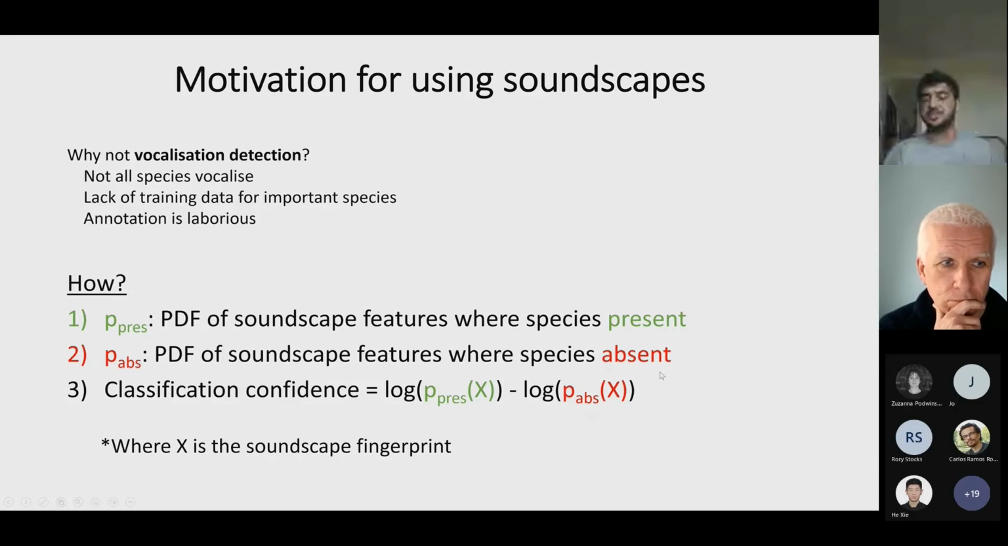This is based on point count data, where someone has gone out, recorded audio, and looked around for a species, and they've seen it or not seen it. That gives us this quite coarse level label data. Then we derive our confidence of whether there's a species there or not as just the log likelihood difference. So given X, the new soundscape feature, you put it in those two PDFs, you look at the difference, and that gives you the odds of whether the species is there or not. And we found that worked quite well.